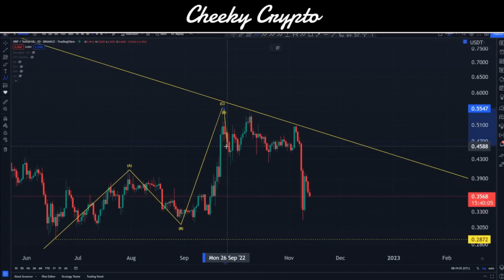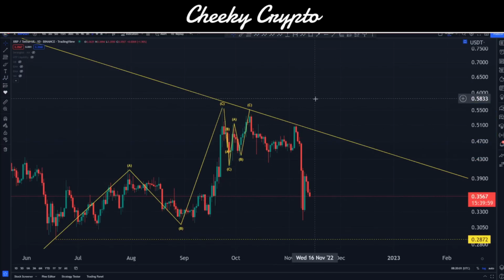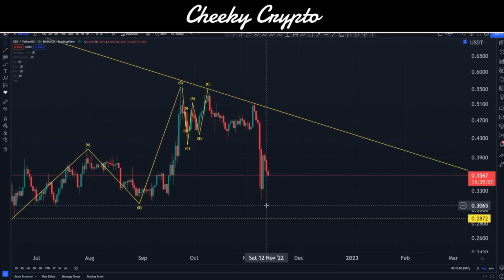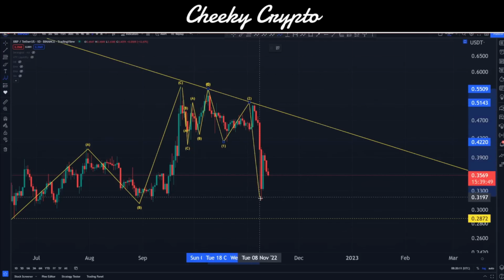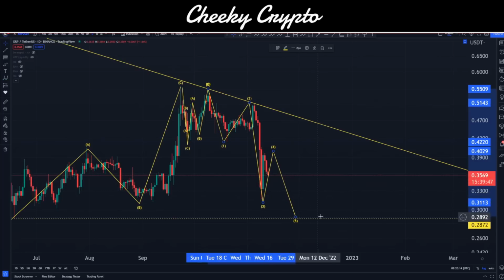If I come in here, we have this kind of three-wave structure just coming in down here. We then have a little three-wave structure just coming up here, and then we get into this bigger journey down here. Now, I don't like it overly, but it's looking like we might do something like this: 1, 2, 3, 4, and then 5, right?